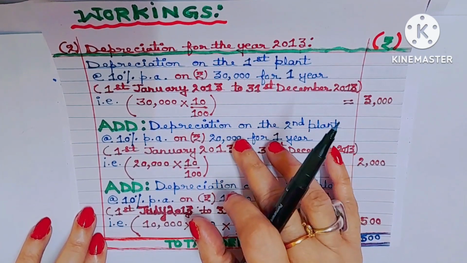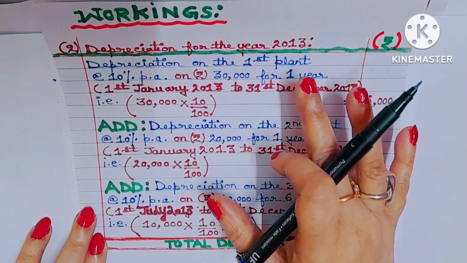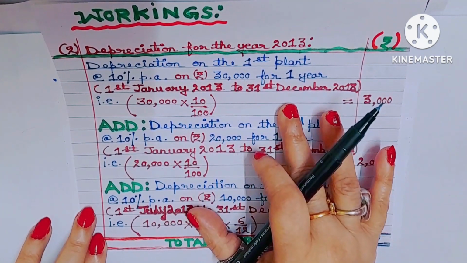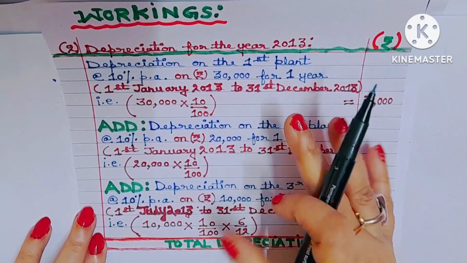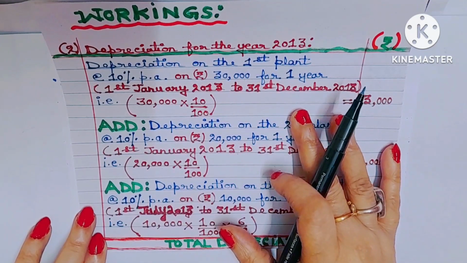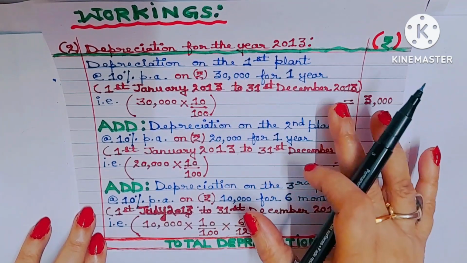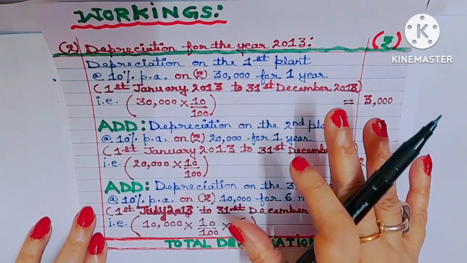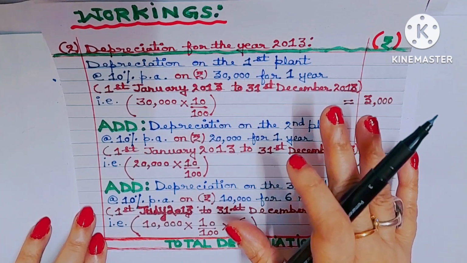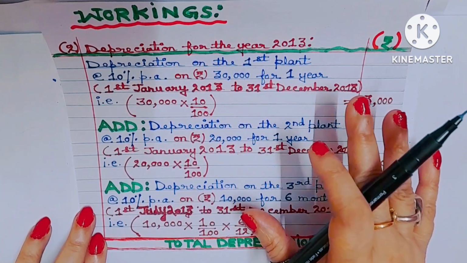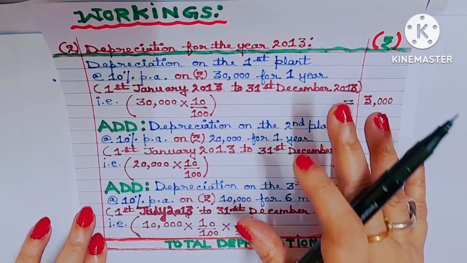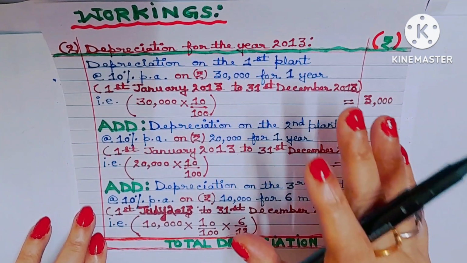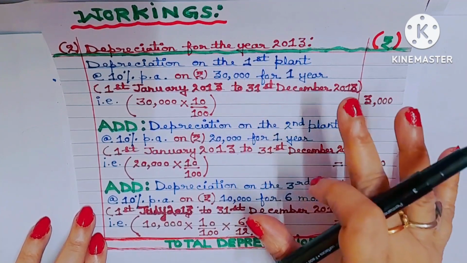9 months. Because for the year 2012, we charged 9 months for the first plant. Please try to understand. The first plant was purchased in the year 2012 on 1st April. Before that, the plant was not in the business. So that is the reason we could not charge depreciation for the whole year in the year 2012. We got to charge depreciation for 9 months only. Because the first plant was purchased by Baba Limited on 1st April 2012.